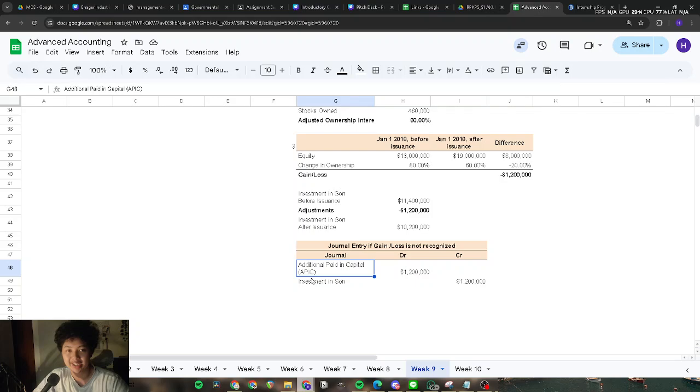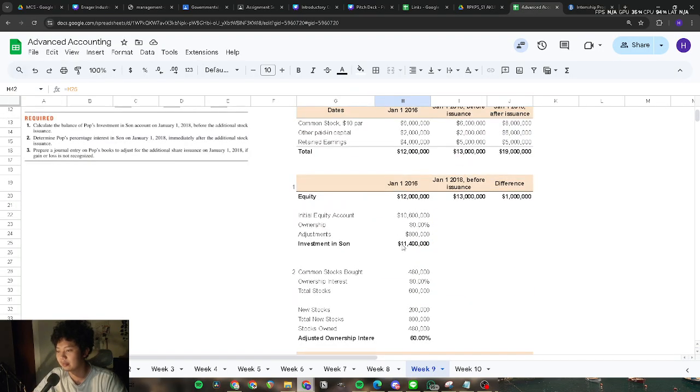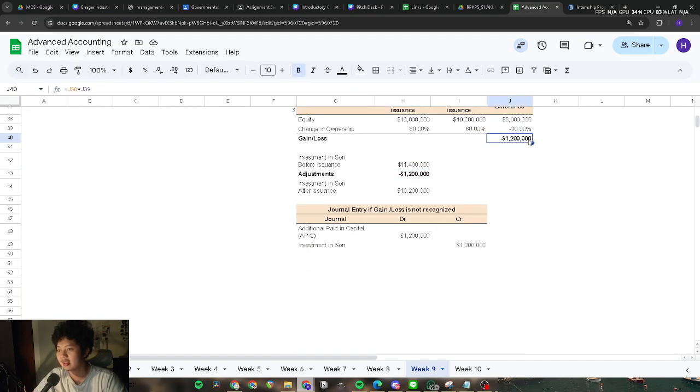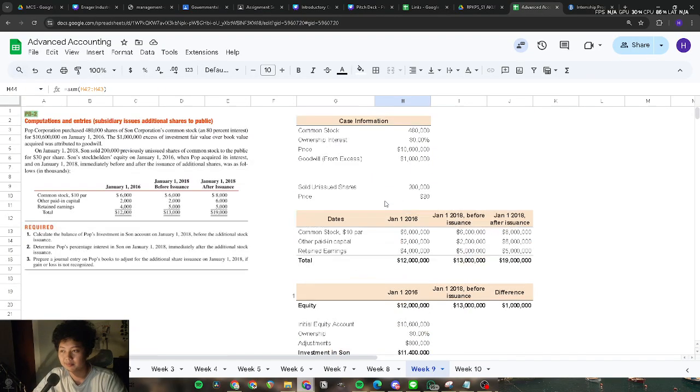Just try to make it in a way that we are paying more towards the ownership of the company, if that makes sense. It's like that. As for the investment account itself, you adjust it. You have 11,400 from number 1 here, as we have adjusted. There's a decrease in value because now we no longer own 80%. We instead only own 60%. And so, yeah, the investment will decrease to 10,200,000. So that's basically how I approached this question.